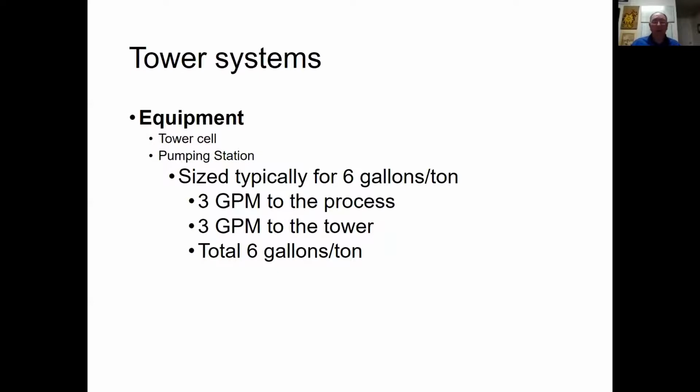Another part of the tower system is a pumping station, a process pump and a tower pump, and those are typically sized for 3 gallons per minute to both the process and the tower. So that holding tank is typically sized for 6 gallons per ton. So if you have a 100-ton tower, then we are most likely going to recommend a tank of at least 600 gallons or larger to facilitate the volume of water that you need to have in that pumping station.